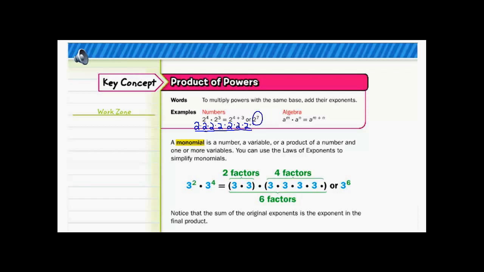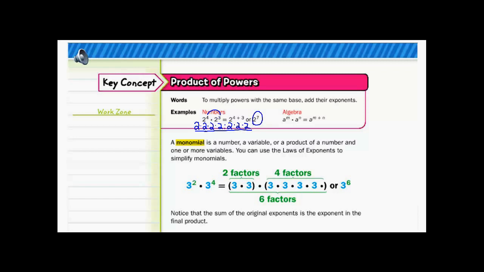Now you can do that every time, or you can say, if I have 4 of these and 3 of these, then now I have 7 of them, and you can just add these exponents together. That is the product of powers rule. Now that only works with like bases. So since they were both a 2, that will work. You couldn't do 2 to the 4th times 3 cubed because those are not like bases.